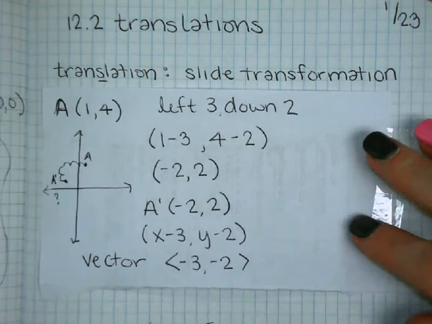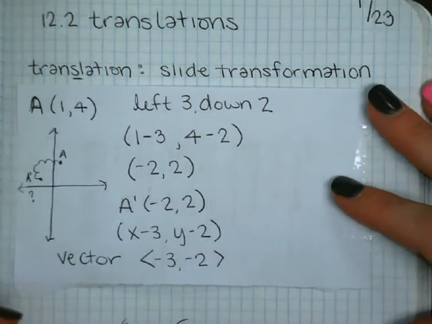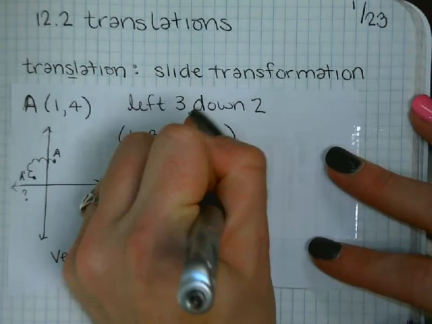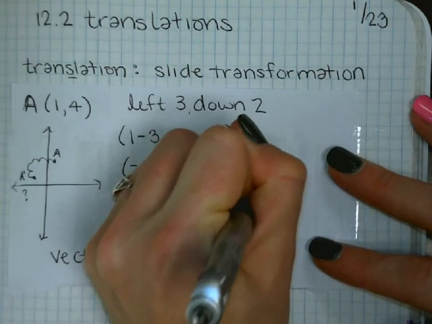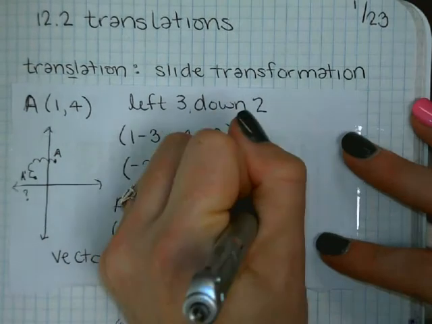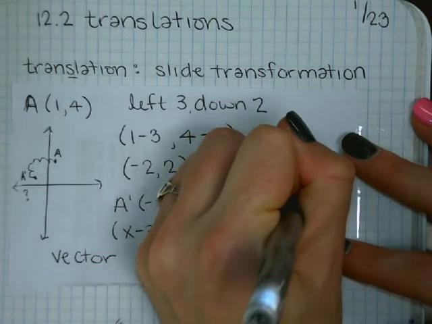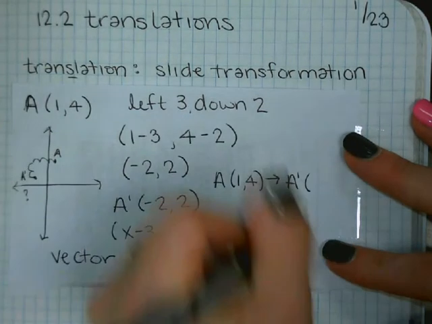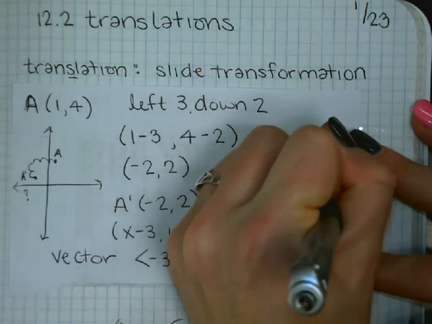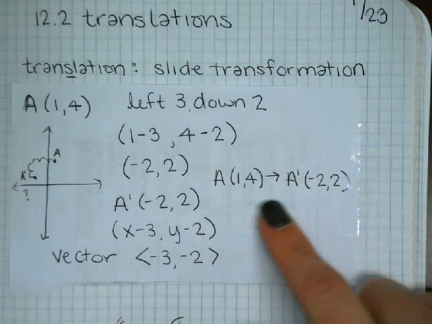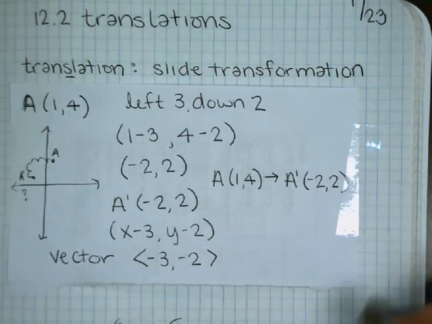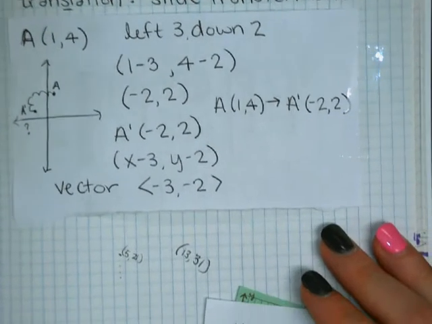This is vector notation. All right, and then if I was going to map it, which we've been mapping our points, I would say A was at (1, 4). I'm going to do the little arrow and do A prime. And A prime was at (-2, 2). So this is the mapping notation that we're going to work with.